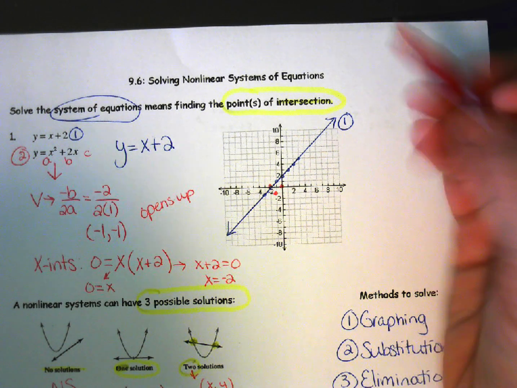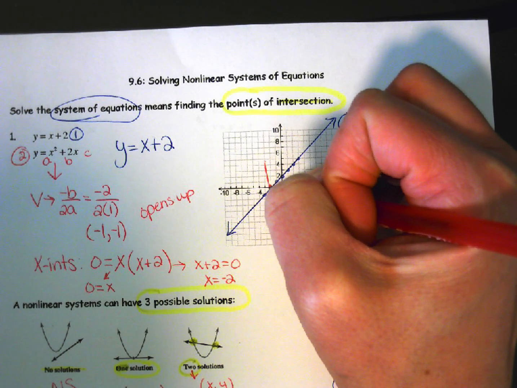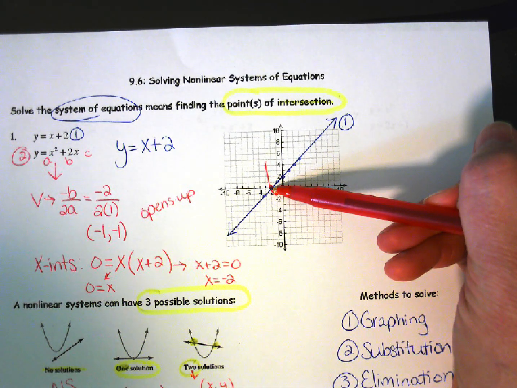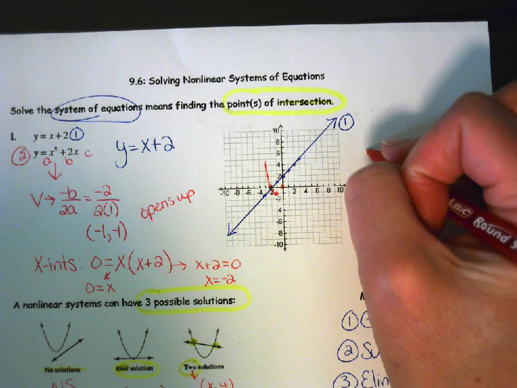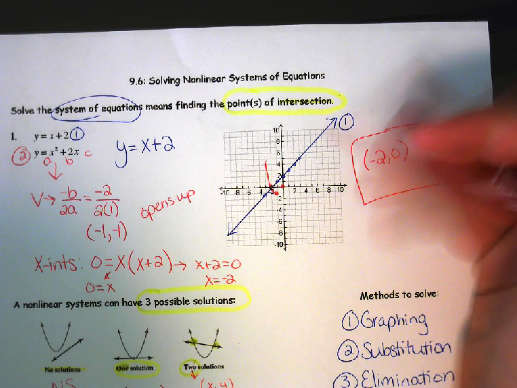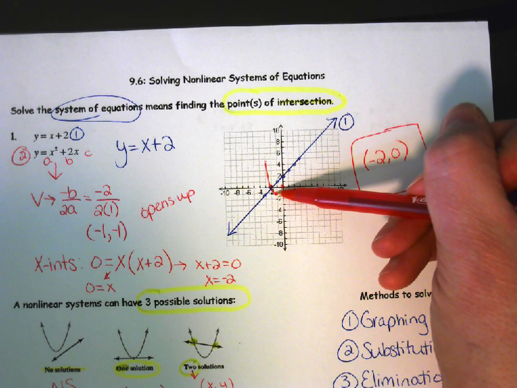Oh, wait a minute. I can already see right there, if I were to draw this side of the parabola in, do you notice that's where they cross? You see they're crossing right there. So I know that one of the answers must be negative 2, 0. I know that one because I can physically see it. But over here, it doesn't cross yet.